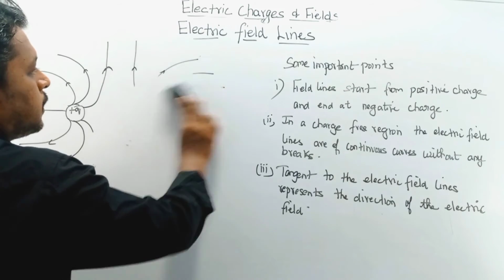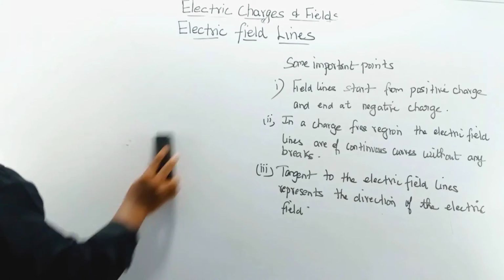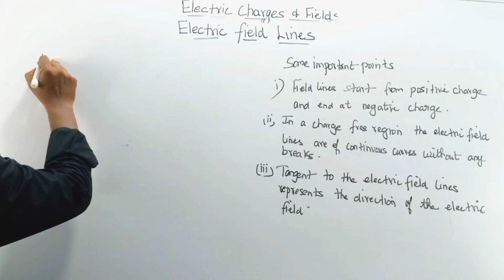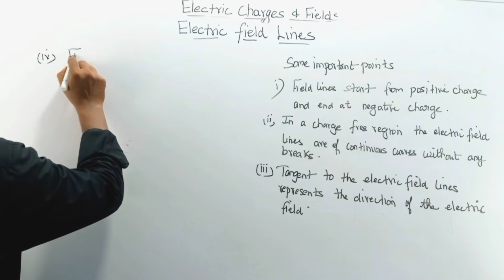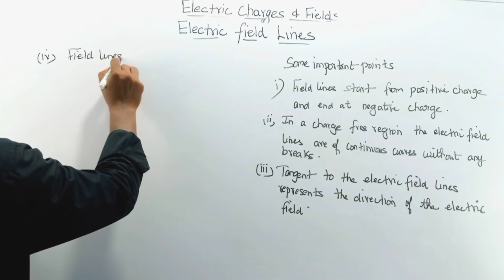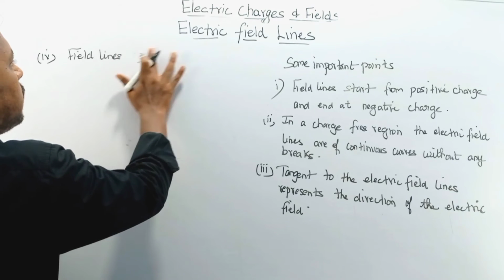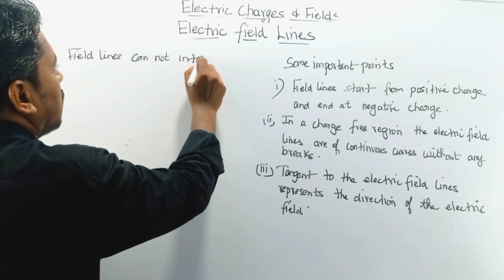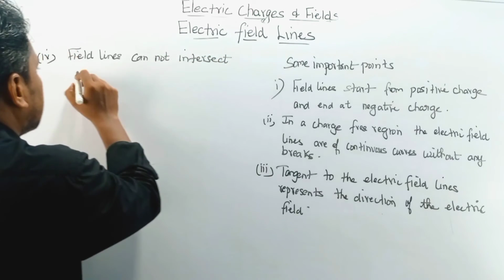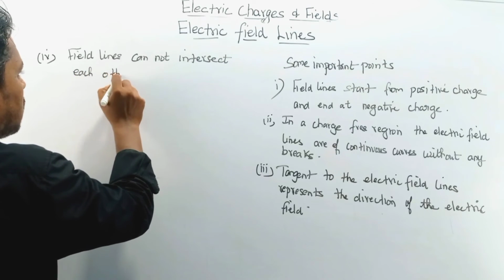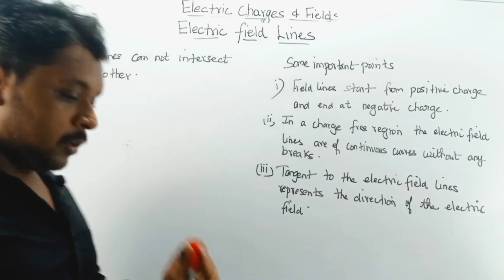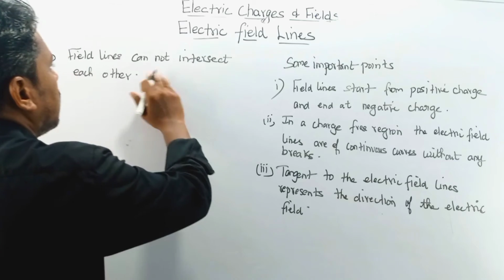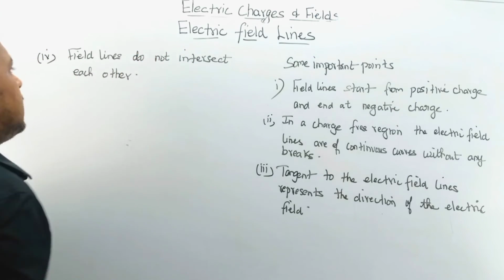So here I represent the fourth point. So what is the fourth point? Electric field lines cannot intersect each other. Field lines do not intersect each other.